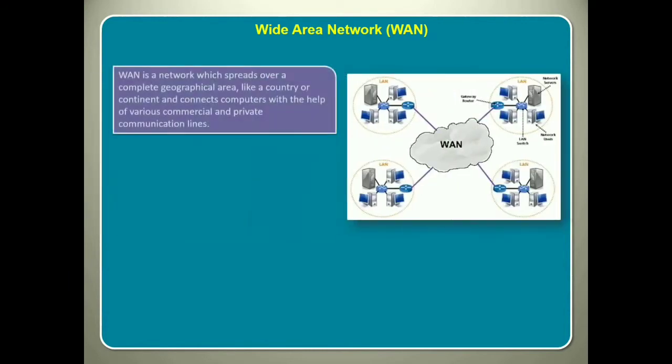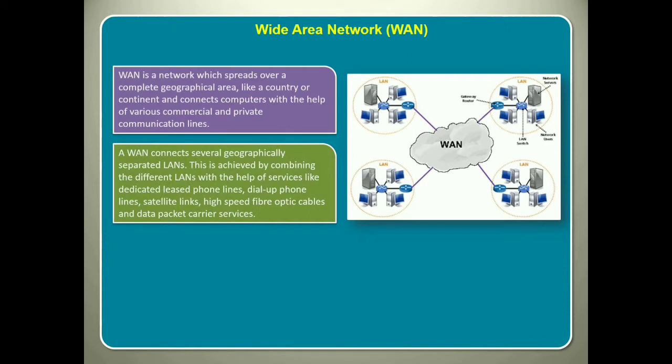Let us now learn about a network which spreads over a complete geographical area, like a country or continent, and connects computers with the help of various commercial and private communication lines. Such a network is called Wide Area Network. A WAN connects several geographically separated LANs. This is achieved by combining them with the help of services like dedicated leased phone lines, dial-up phone lines, satellite links, high-speed fiber optic cables, and data packet carrier services.